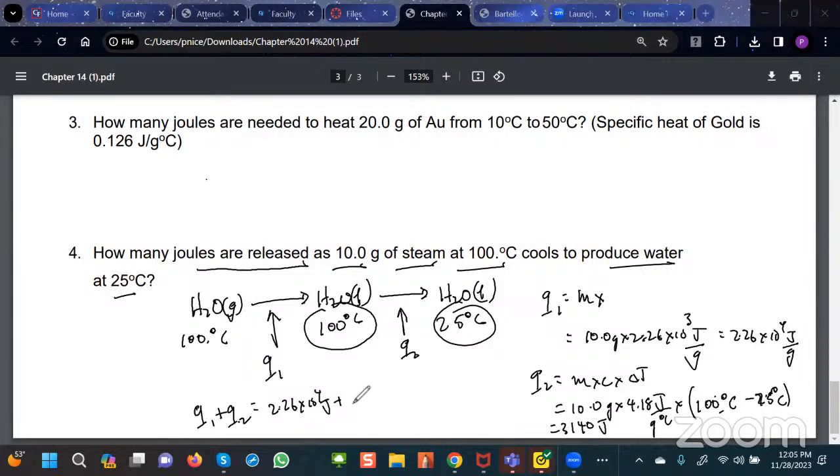So basically the total Q1 plus Q2 would be equal to 2.26 times 10 to the 4 joules plus 3,140 joules. Let's see what that gives. 2.26 times 10 to the 4 plus 3,140. So according to my calculation, that would be equal to 22,900 joules. And that would be the answer.